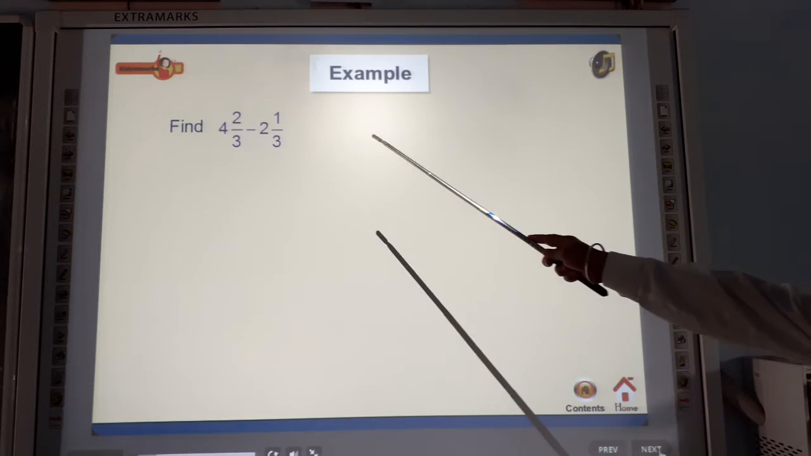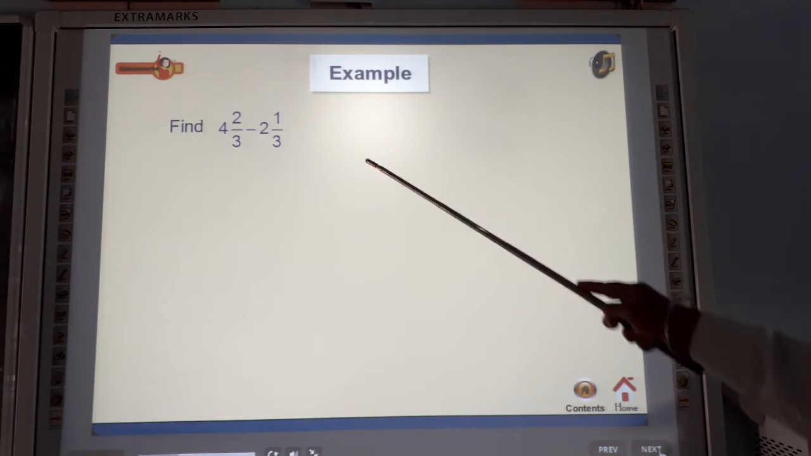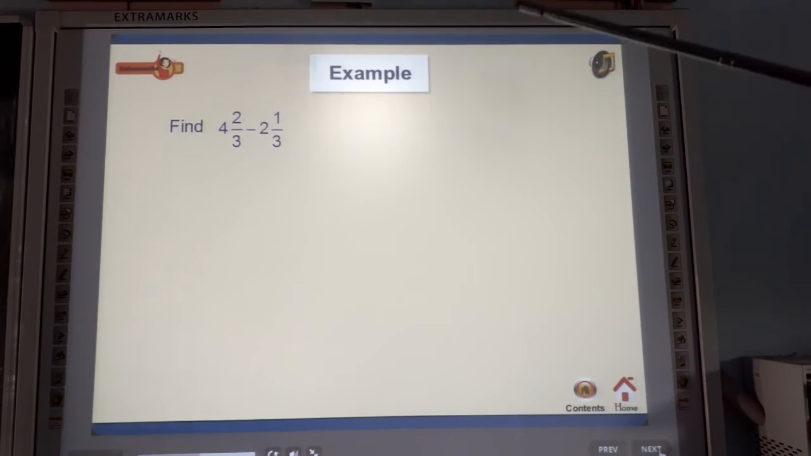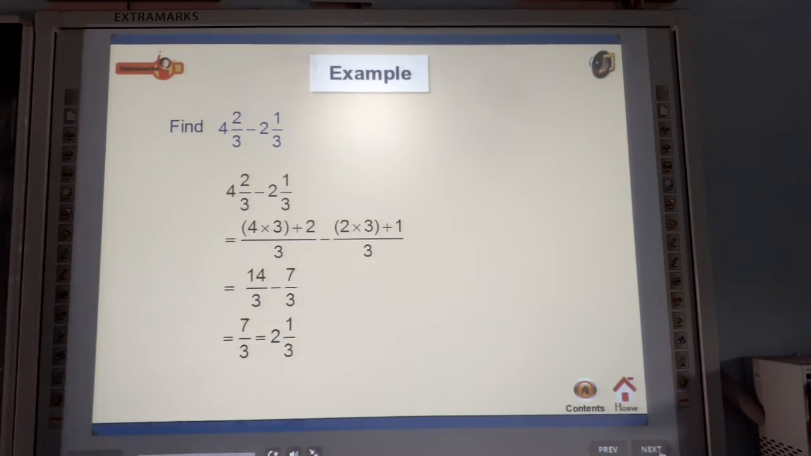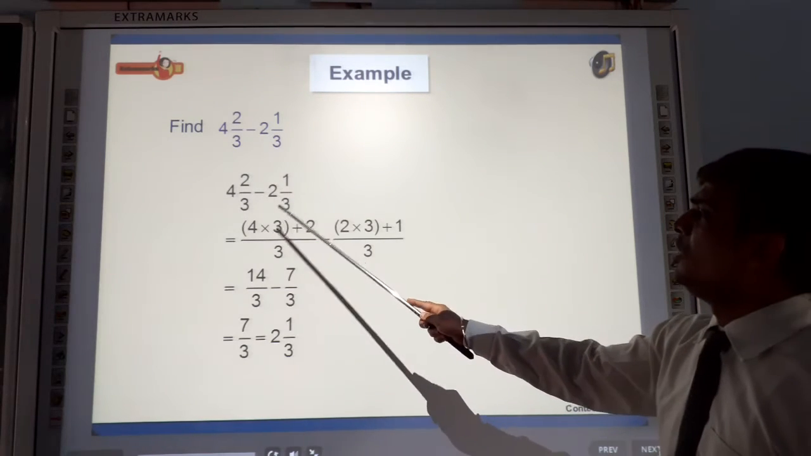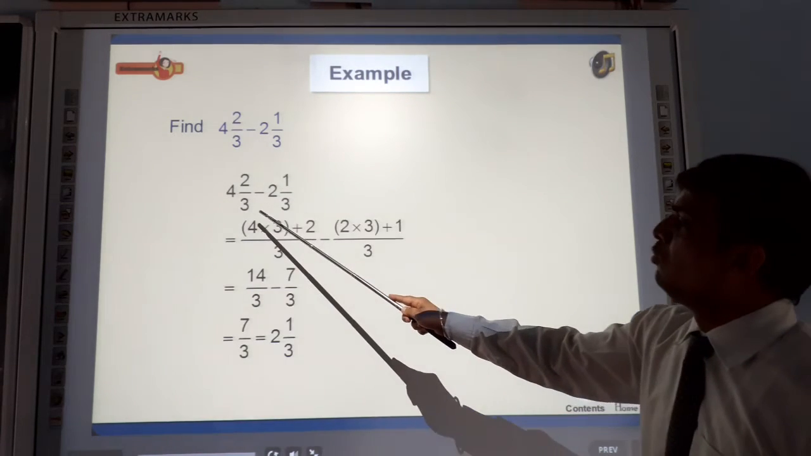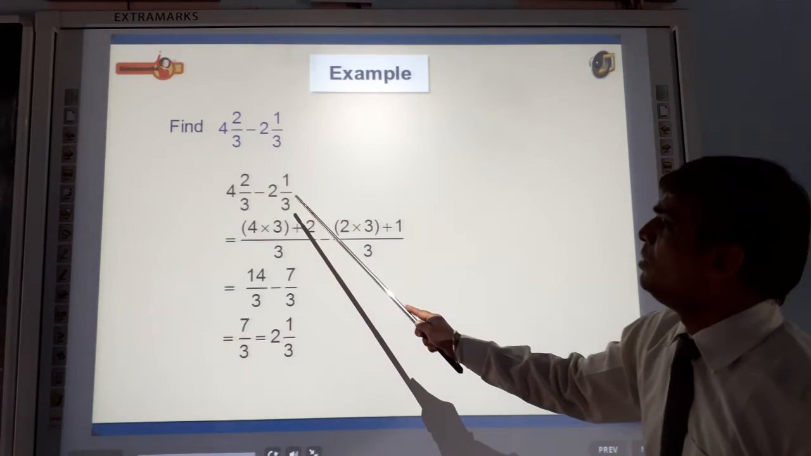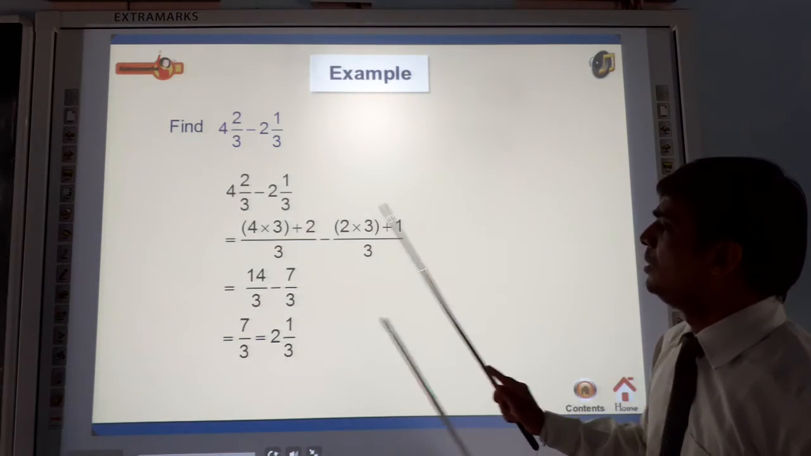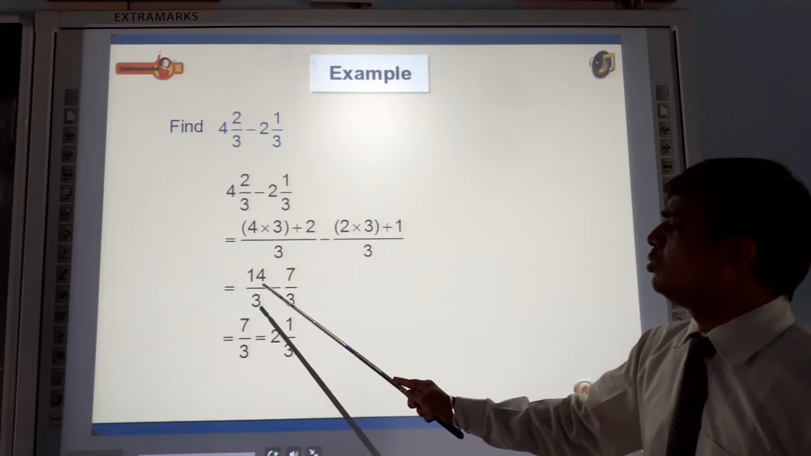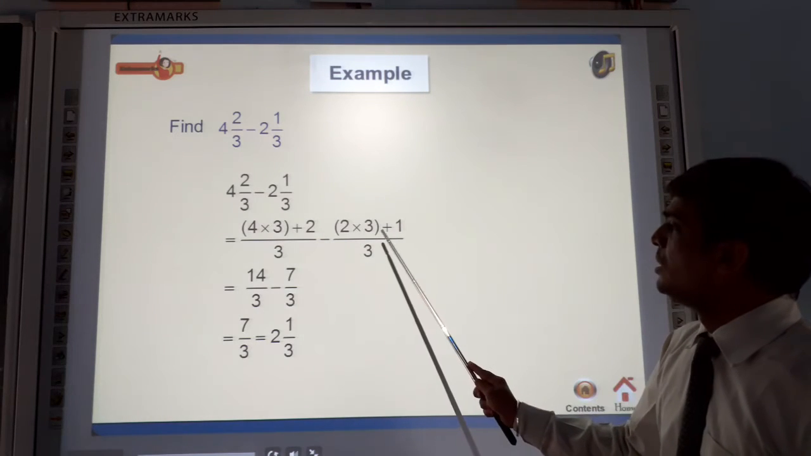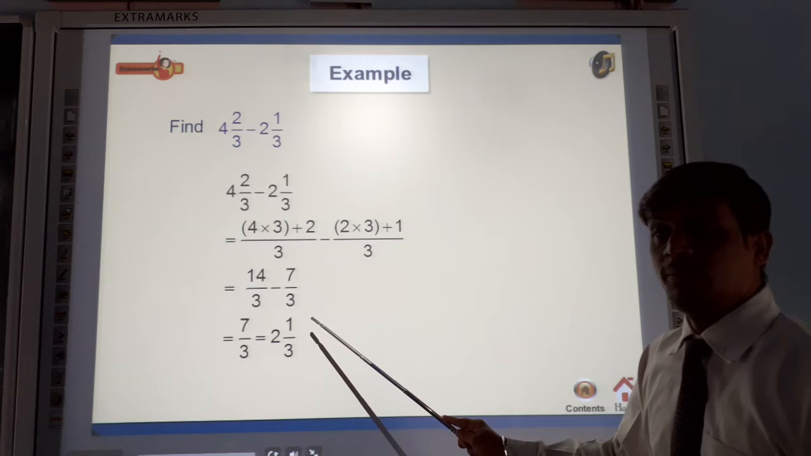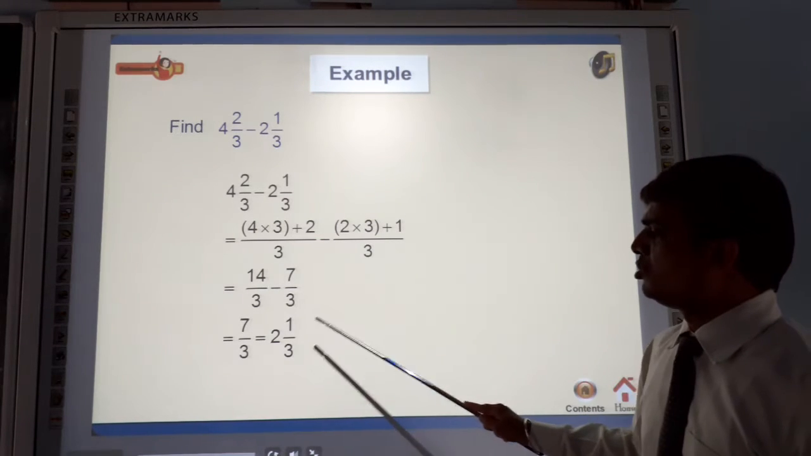For example, find 4 2 upon 3 minus 2 1 by 3. Look at this. 4 multiply 3 plus 2 upon 3 minus 3 multiply 2 plus 1 upon 3. So 4 3s are 12 plus 2, 14 upon 3 minus 3 2s are 6 plus 1, 7 by 3. LCM is 3.